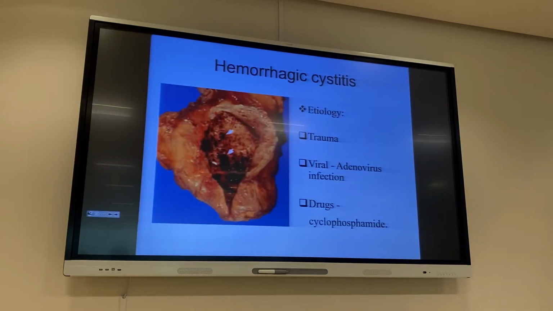Here's an example of hemorrhagic cystitis. It's clear what you find here. The most common cause is going to be trauma, so something that you do to the patient in terms of instrumentation, overzealous instrumentation, if you will, when you scope the patient. Infection could also be the cause, with a viral infection, and drugs such as cyclophosphamide.